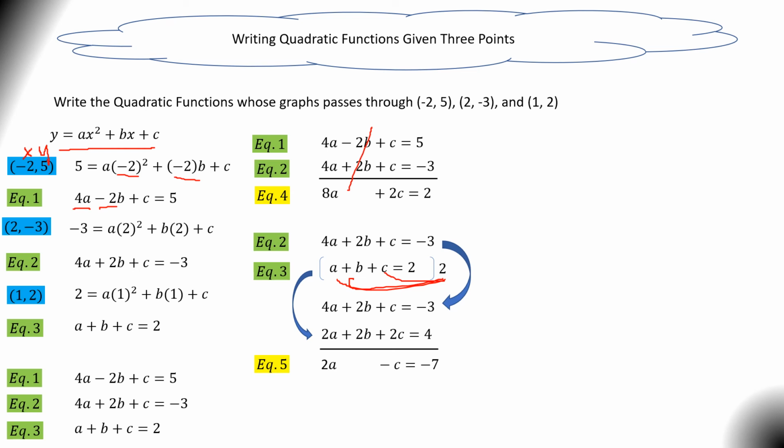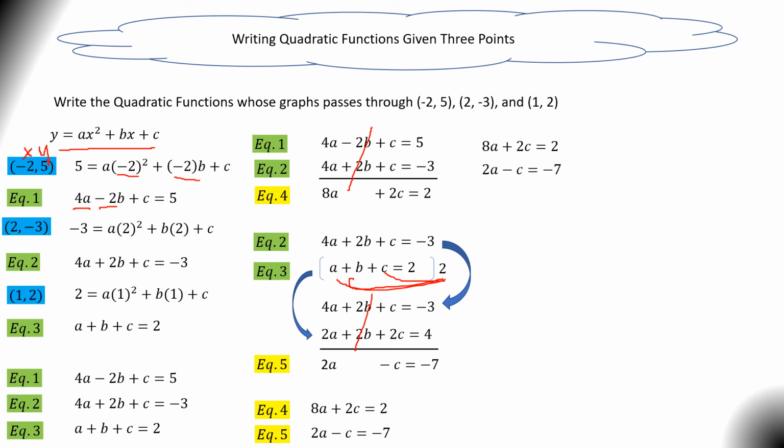4a minus 2a is 2a. Then, cancel na po natin ito. 2b minus 2b, 0. Then, c minus 2c is negative c is equal to negative 7. Ito na po yung value ng equation number 4 and equation number 5. 8a plus 2c is equal to 2 and 2a minus c is equal to negative 7.